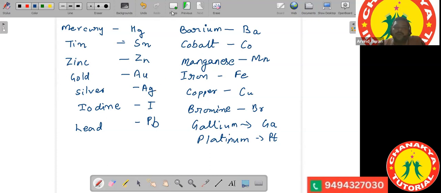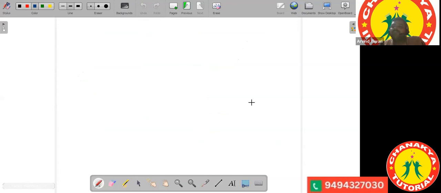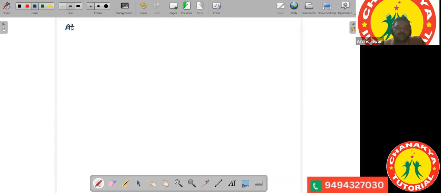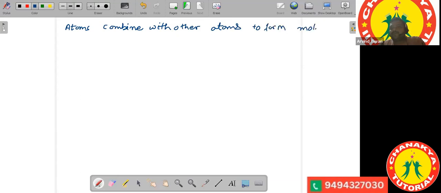Now, since we just saw that all the atoms are the purest form of matter, these atoms recombine. An atom of one element combines with the atom of another element. Atoms combine by the transfer of electrons. Atoms combine with other atoms to form molecules. Atoms of different elements, or even atoms of the same element, combine together to form molecules.